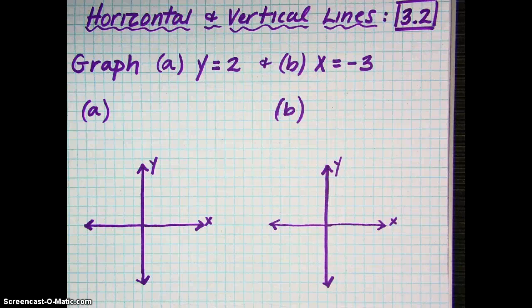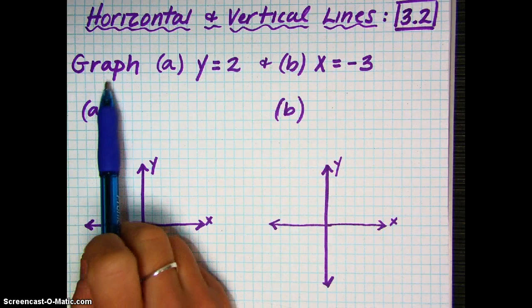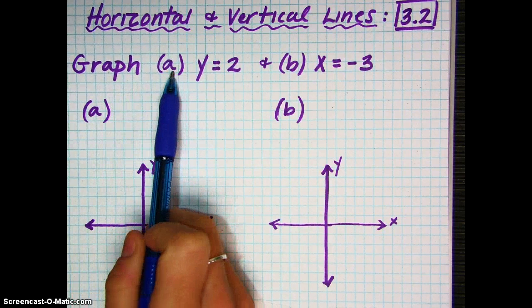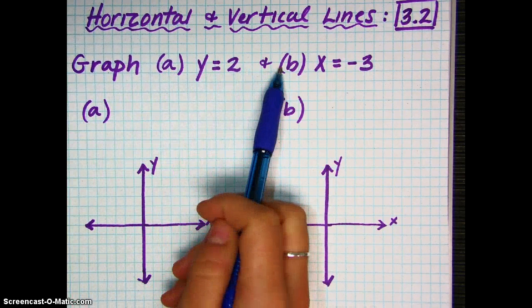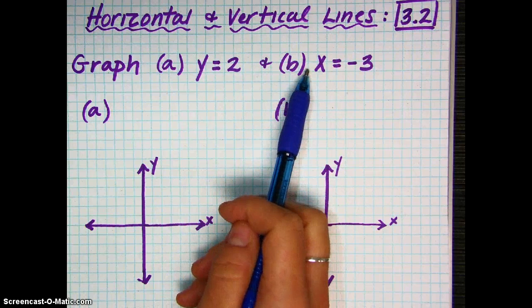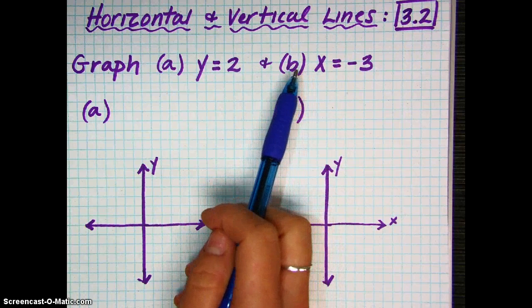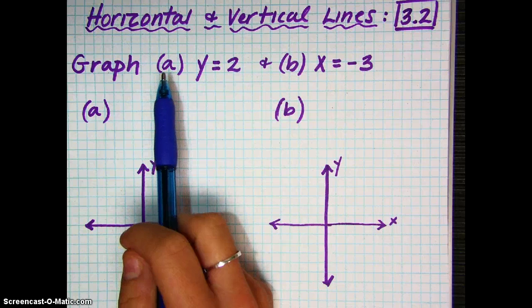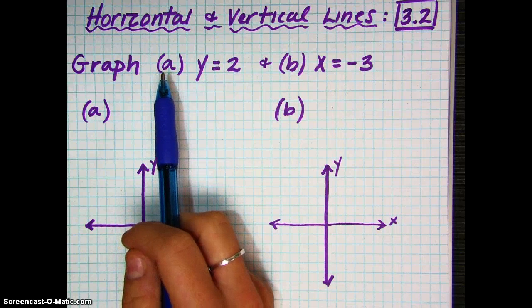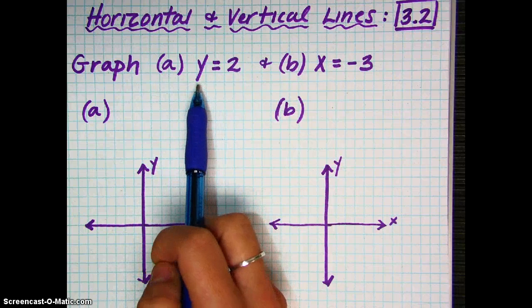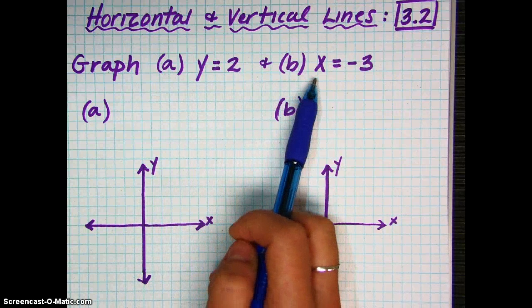All right, so part of Chapter 3, Section 2 deals with horizontal and vertical lines. So we're going to look at this first example. We're asked to graph A, which is the equation y equals 2, and B, which is the equation x equals negative 3. So what you'll notice in both of these equations is there's not two variables. There's not an x and a y. There's either just a y, as in the case of A, or just an x, as in this case here.